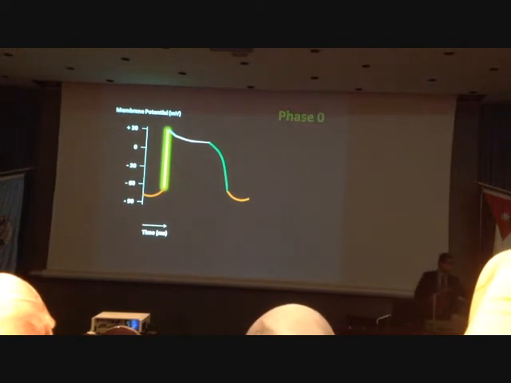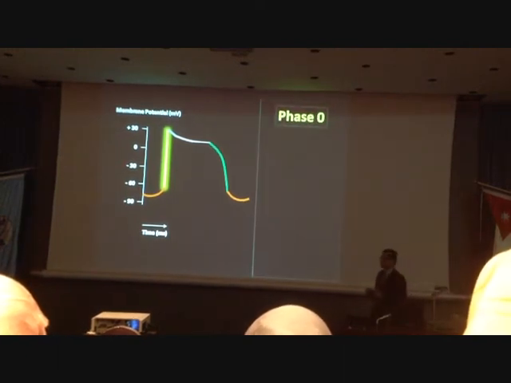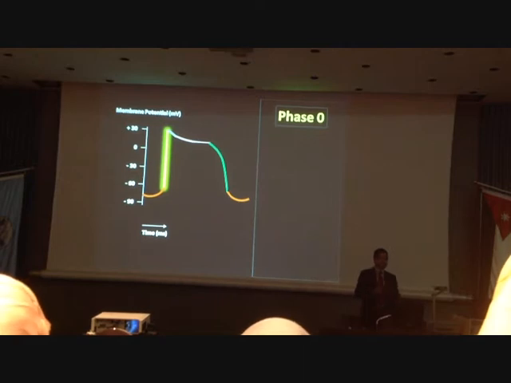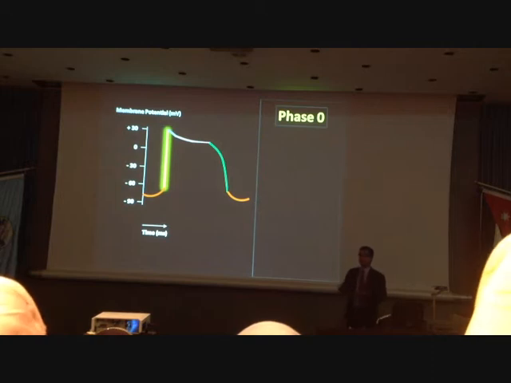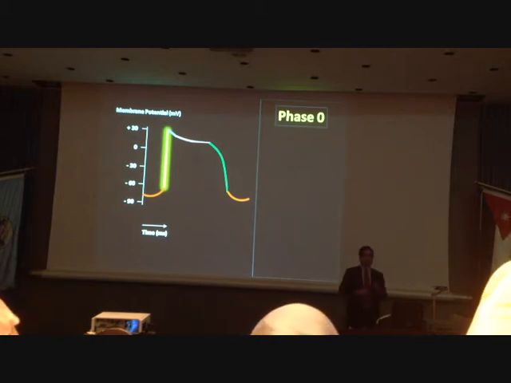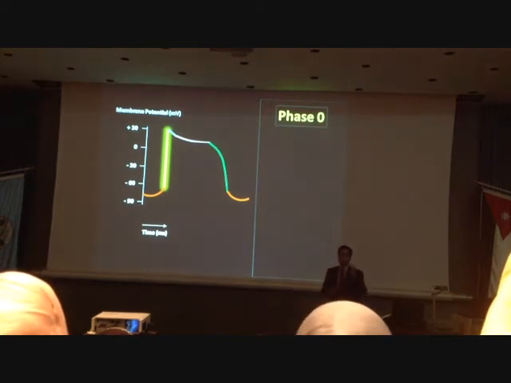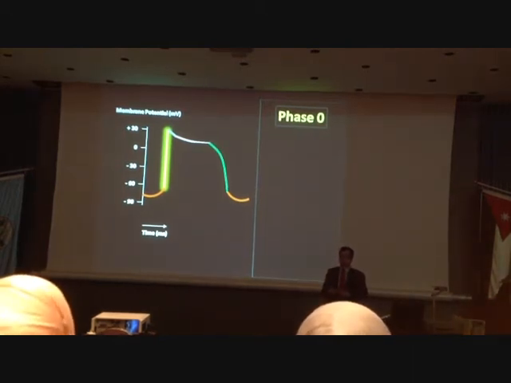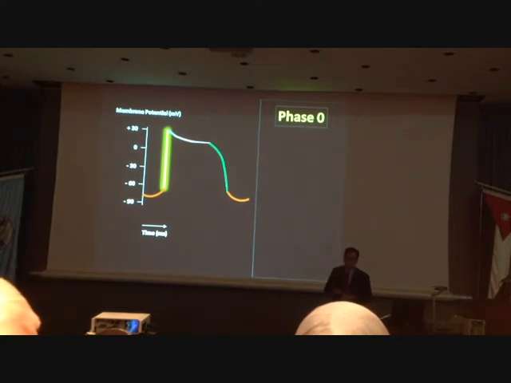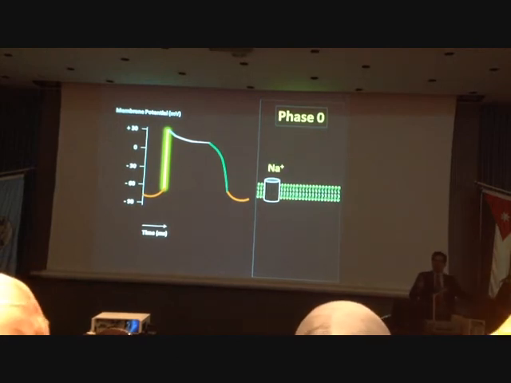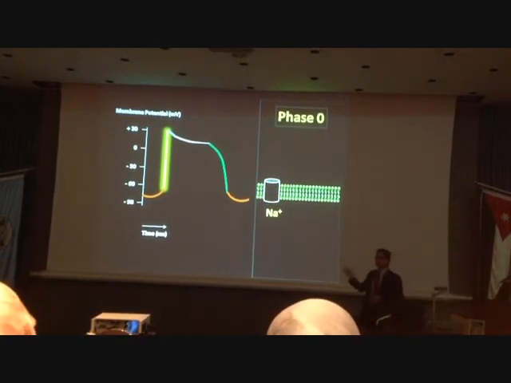Now, this phase is called phase 0 of the action potential. How does that happen? How does the cell change from being at a negative membrane potential to suddenly going up to plus maybe 30 or 40 millivolts? What's the action? Just think about it. Fast sodium channels. Okay.